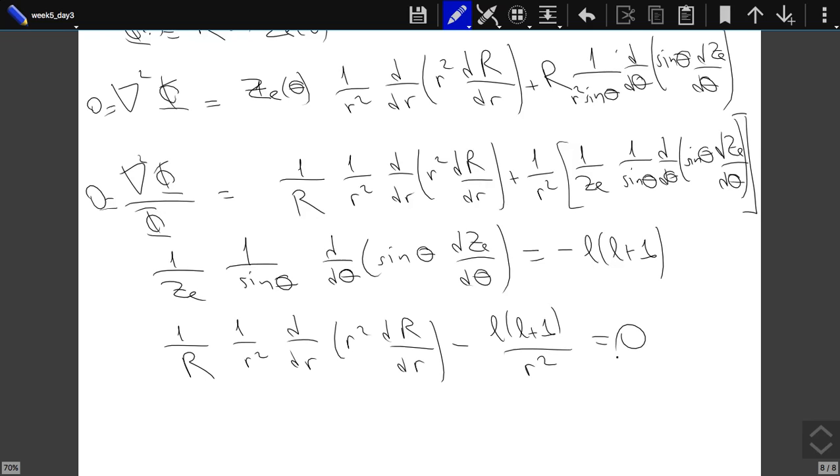This should be equal to 0. No, minus, because this ratio is minus L times L plus 1.